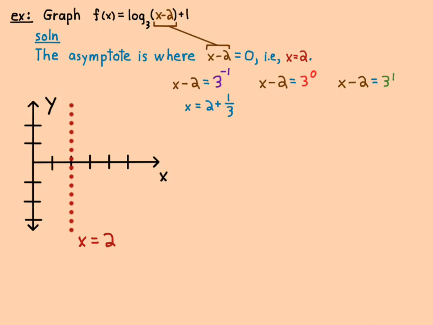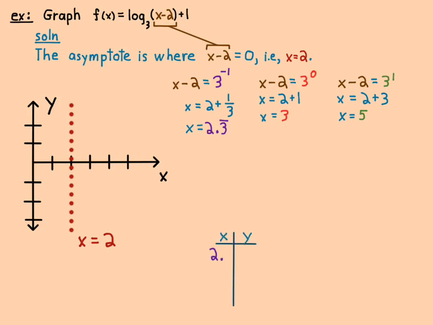So that's 7/3, or I wrote it that way so it's easy to graph. 2.3 with a bar over the 3, that's a third. Okay, and then x is 2 plus 1. 3 to the 0 is 1, of course, right? And so that gives me 3, and x equals 2 plus 3, which is 5. So my inputs are going to be 2 1/3, 3, and 5.